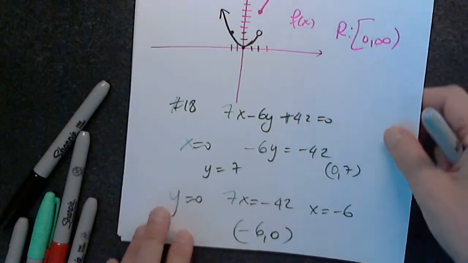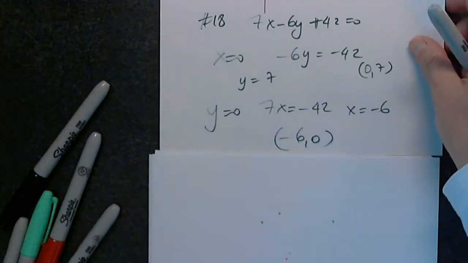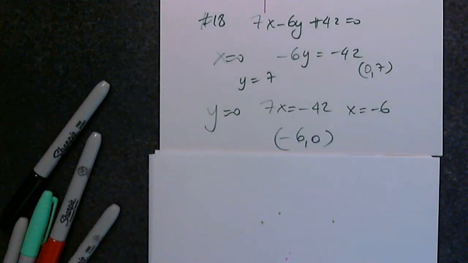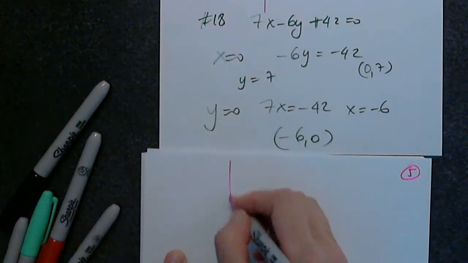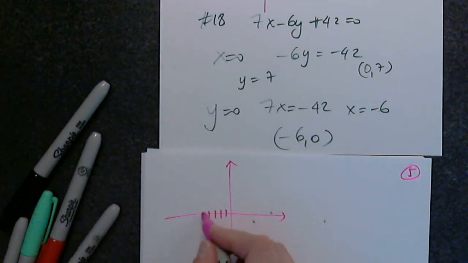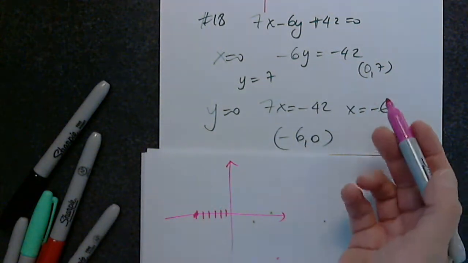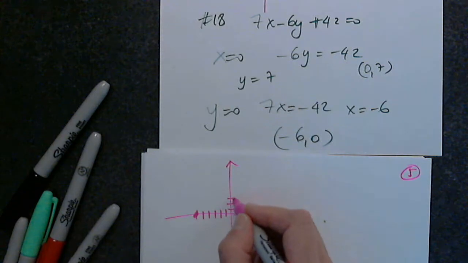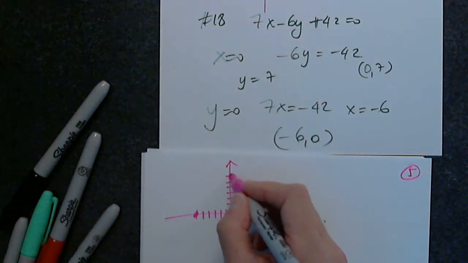I have everything I need. Do not waste your time. As you remember, I mentioned that. Do not waste your time to solve for y and use the slope. No, no, no, no. Please don't do that. So here it is. -6, 0 is right here. And 0, 7 is here. 1, 2, 3, 4, 5, 6, 7.